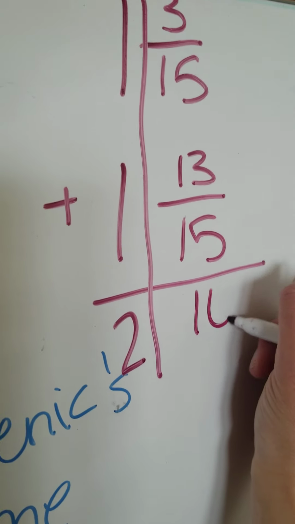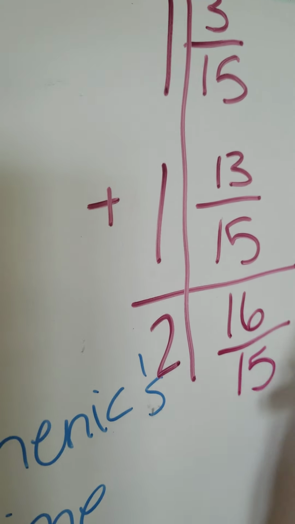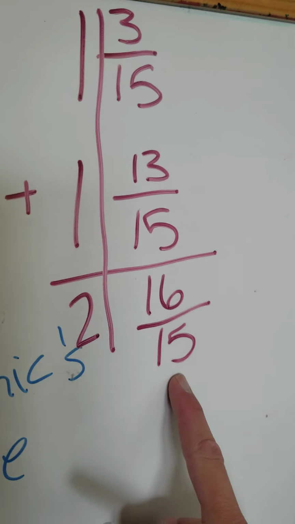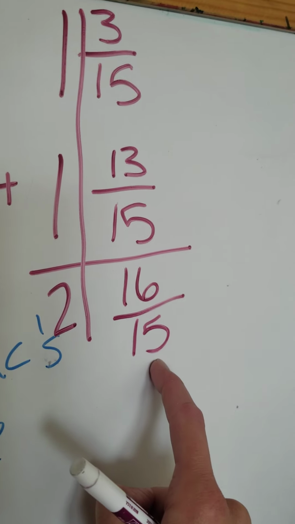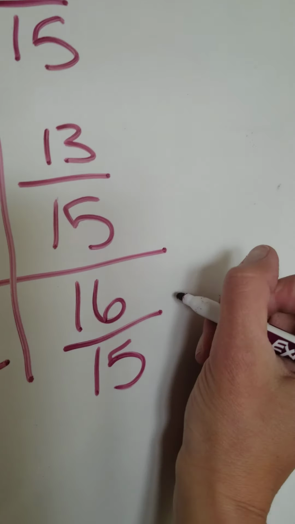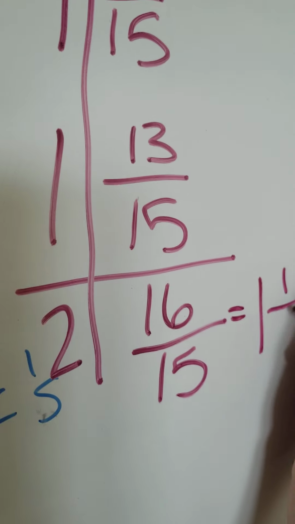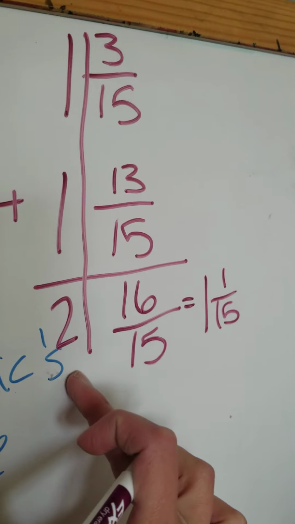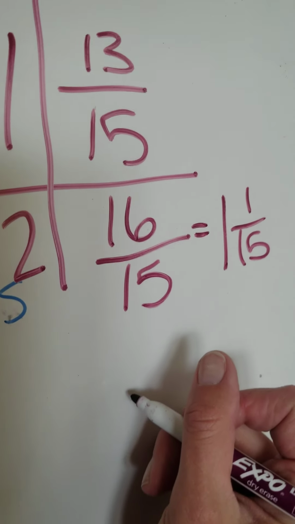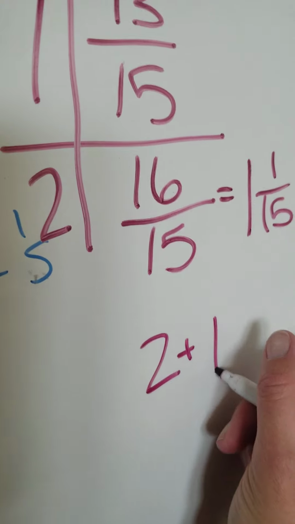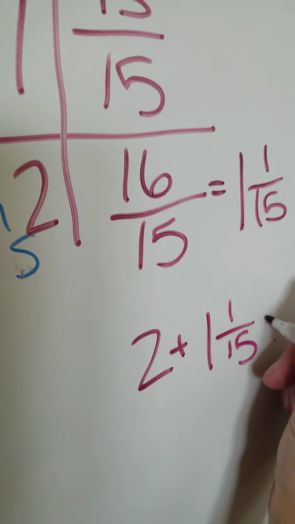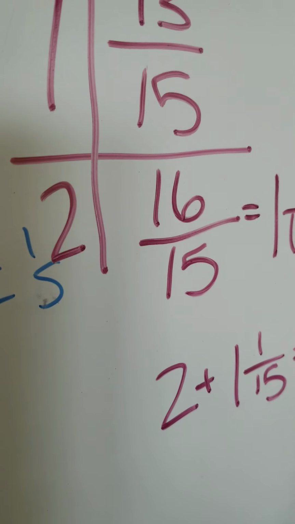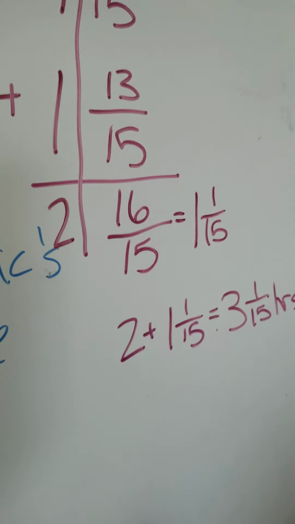Ooh, sorry. And 16/15. So we cannot leave 16/15 the way it is. We have to change that into a mixed number because right now it's an improper fraction. So this is really 1 1/15. So we're going to take the mixed number and our 2 whole hours, and we'll add that together. And we get that the boys worked for 3 1/15 hours together.